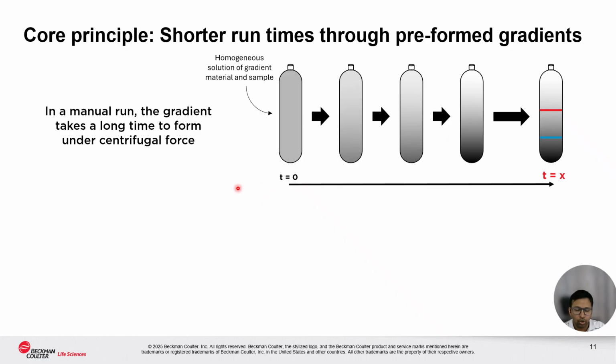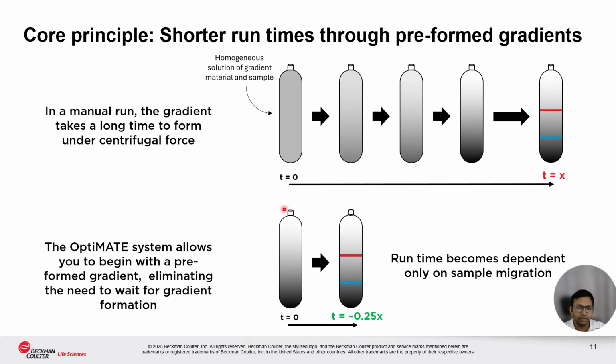Now, when you already have a preformed gradient, this gradient formation is the rate limiting step. That's the reason why you ultracentrifuge it for so long. But with the OptiMATE system, because you have a preformed gradient, the runtime becomes entirely dependent on the migration of the sample. As the sample moves towards the position that matches its particle density, this process takes a lot less time compared to this, where self-forming is also occurring. In other words, you've skipped the first step, which is the self-forming of the gradient, and gone ahead and just had particle separation.